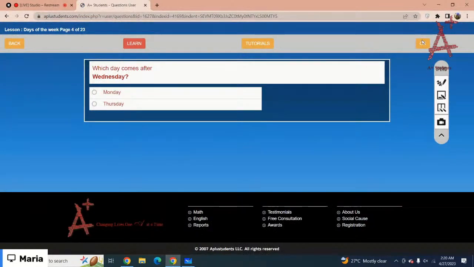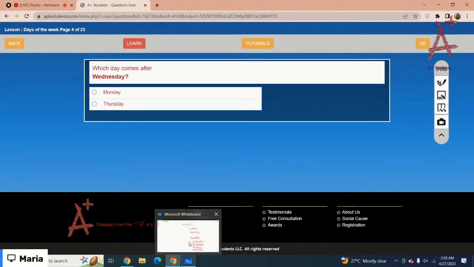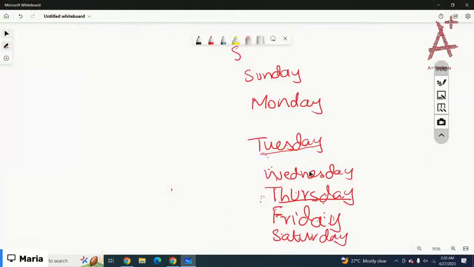Okay, which day comes after Wednesday? You need to see which is the day after the Wednesday. So here is the Wednesday in the list. So right after the Wednesday we have, here is Wednesday. So after the Wednesday we have Thursday.